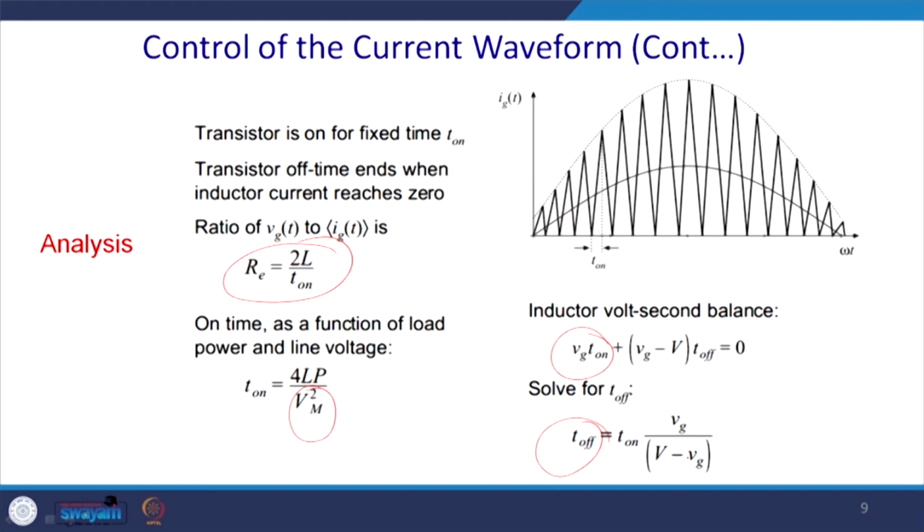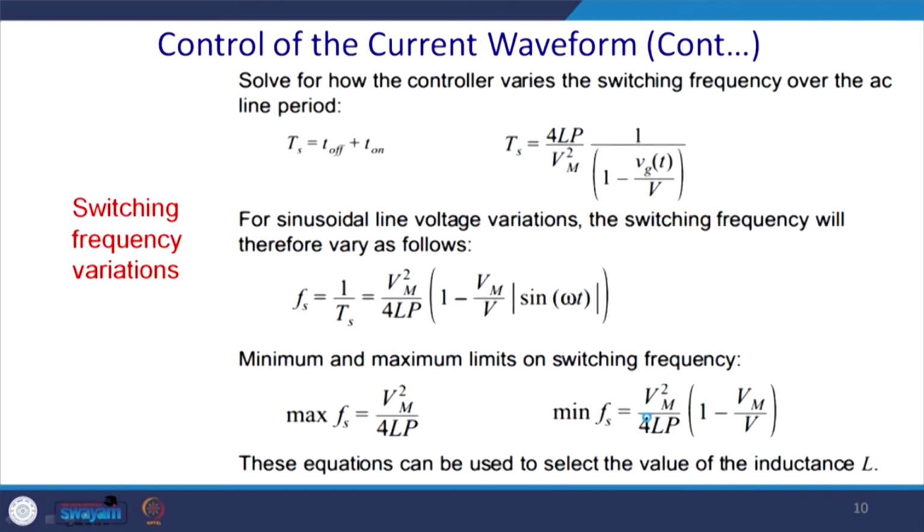So, T on will be Vg by this one, and if you solve it, the controller varies the switching frequency. So, Ts equals T off plus T on, and Ts will be 4 Lp by Vm square times 1 by 1 minus Vg by V, and thus you can change this switching frequency if required, to make it faster or slower depending on the resistance.